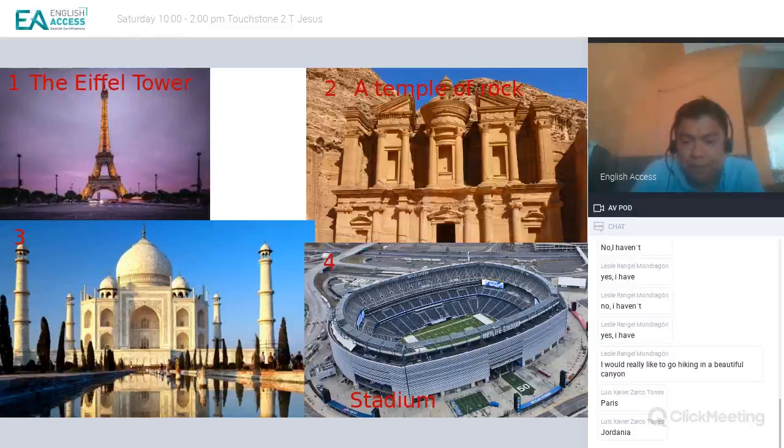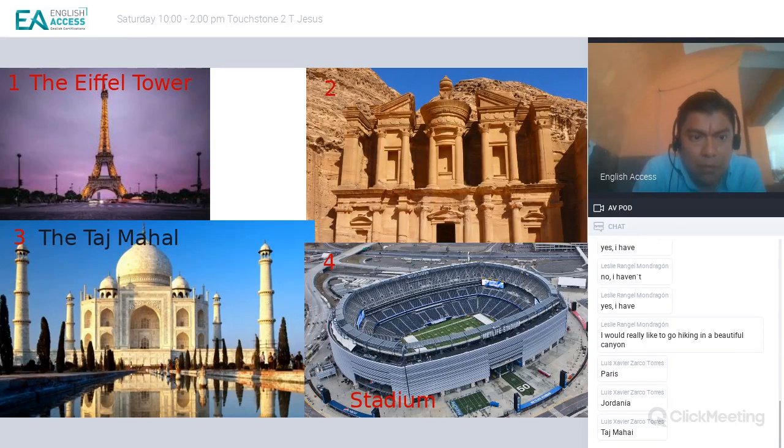I can see it. It's a temple of rock. What about number three? What is number three? Taj Mahal. Is that how you spell it? Yes, there you go. Taj Mahal. Don't forget the. All right? It's important. Ah, the Taj Mahal.